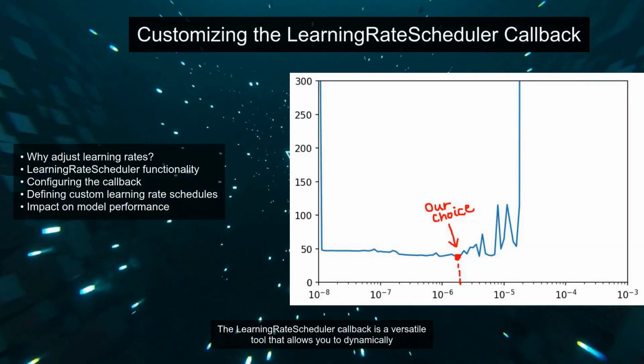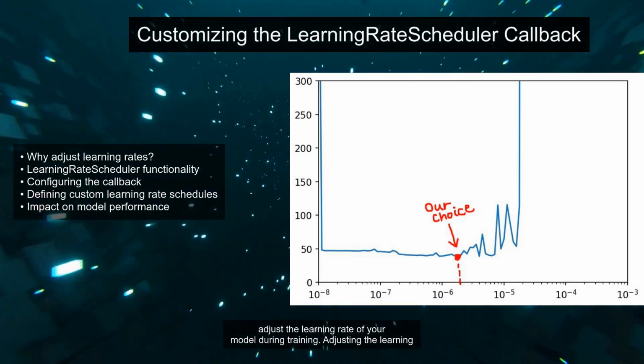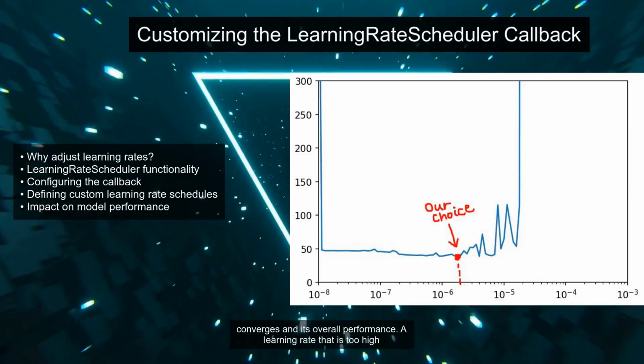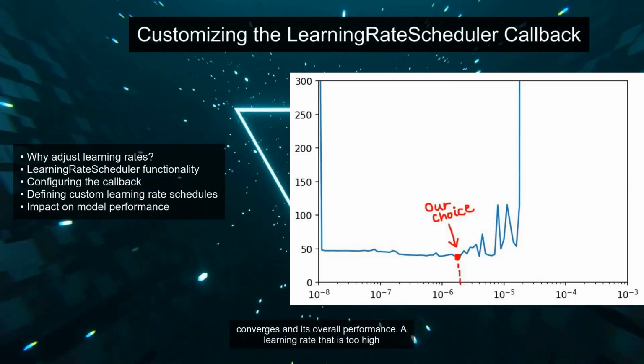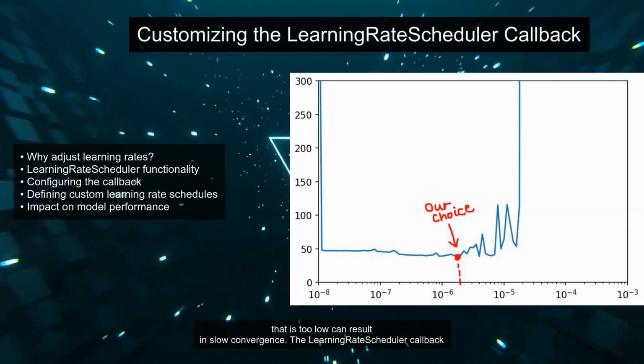The Learning Rate Scheduler callback is a versatile tool that allows you to dynamically adjust the learning rate of your model during training. Adjusting the learning rate is crucial because it can significantly impact how quickly a model converges and its overall performance. A learning rate that is too high may cause the model to overshoot the optimal solution, while a rate that is too low can result in slow convergence.